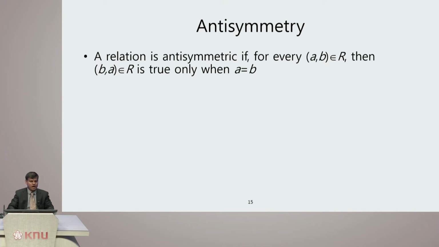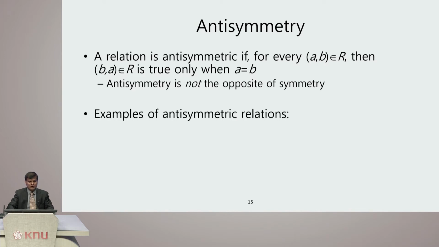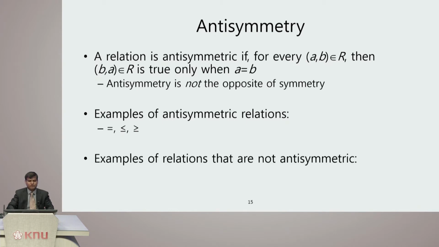That's an interesting relationship that we talk about. Antisymmetry is not the opposite of symmetry, and it's also not equal to asymmetric. So we can see it has its own relation. You can establish this by means of equal to, less than or equal to, greater than or equal to, and the relations that are not antisymmetric are less than or equal to, greater than or equal to.